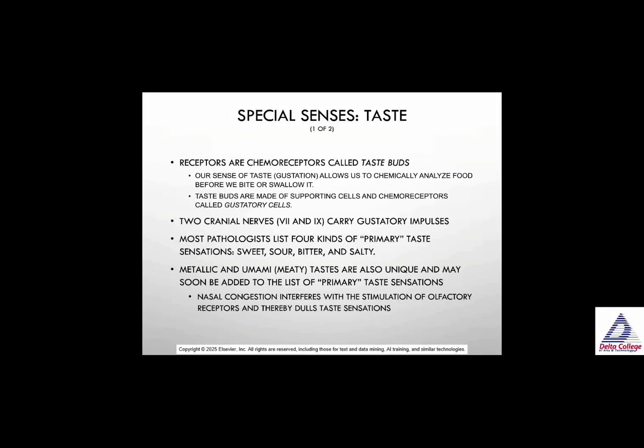Most pathologists list 4 kinds of primary taste sensations. So we have 4 primary taste sensations, right? These are sweet, sour, bitter, and salty. However, there are 2 other unique tastes that we can pick up with our tongue, and this is metallic and umami. Umami is why we can taste meat, a meaty taste. They are unique and may soon be added to the list of primary taste sensations, however, they have not been already.